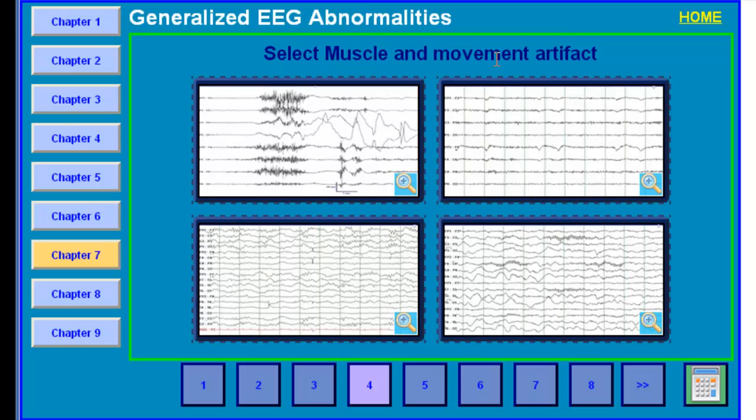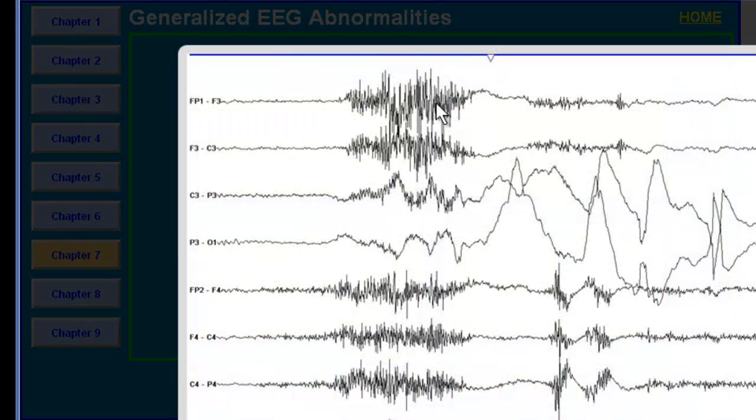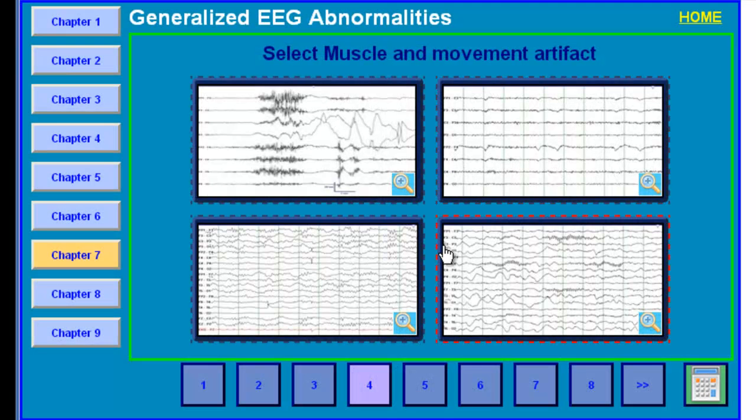Select muscle and movement artifact. That's a simple one. In fact, this is the answer. I can expand and show it to you later. This is muscle artifact, and here is the movement artifact. So this would be the right answer. But let's have a quick peek at the other EEGs here.